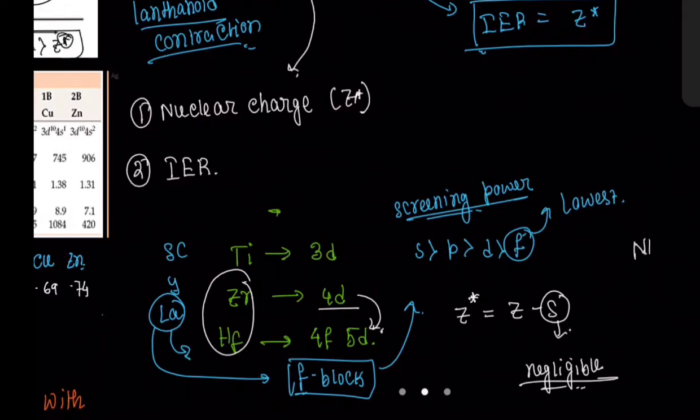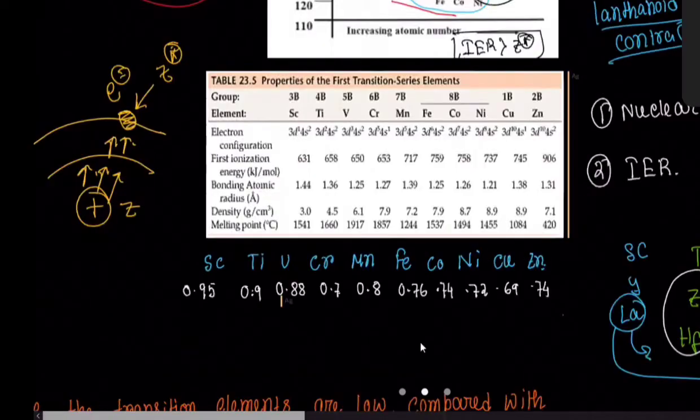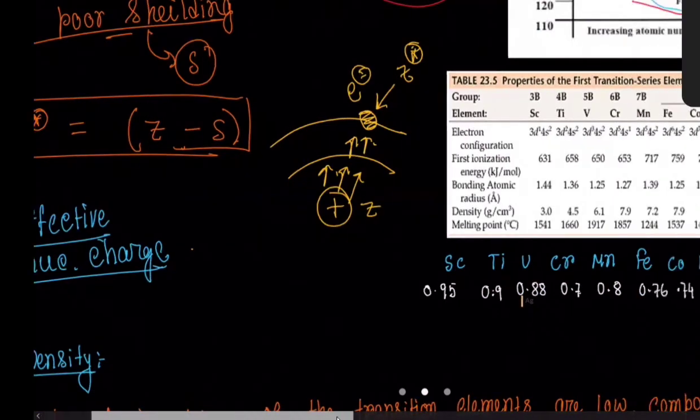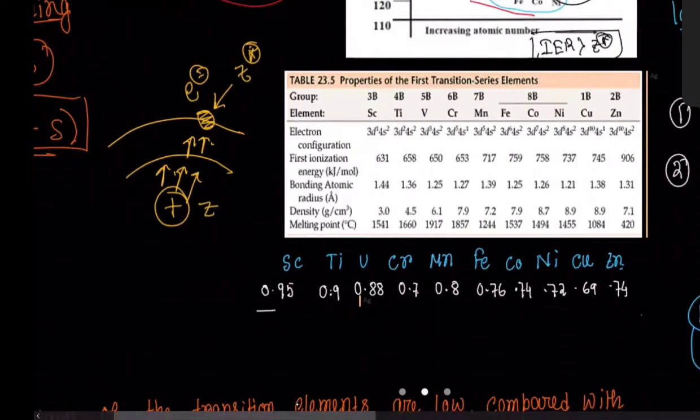So as a result, although they are having two different shells, same goes for niobium and tantalum as well. Although they are having two different shells, still they would be showing the same value. Same goes for gold and silver as well. Okay, so that's why this happens. This is a very important topic that we have done.